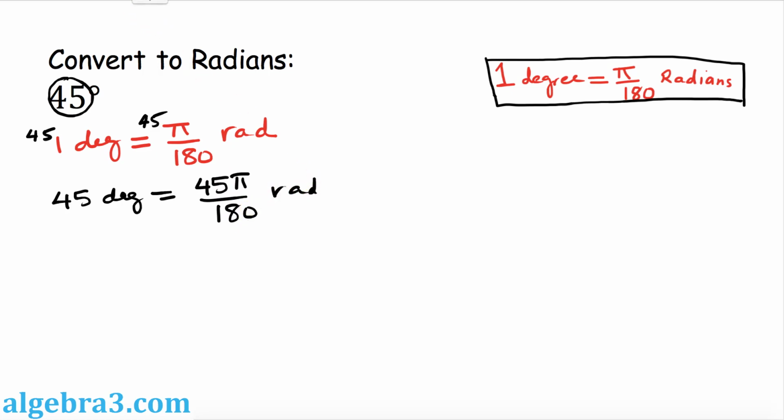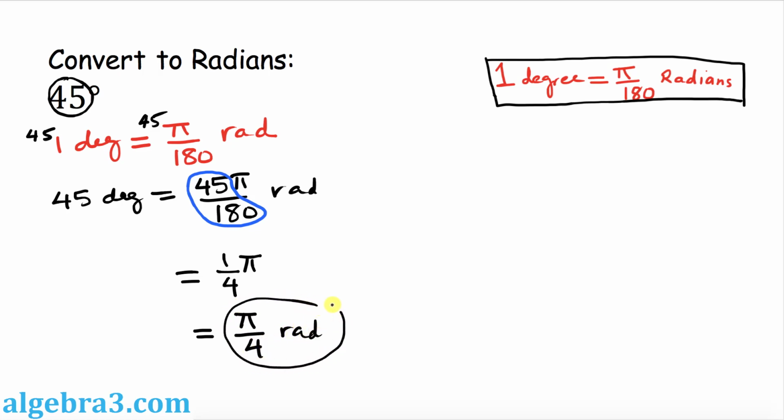Next, go ahead and reduce this fraction 45 over 180, and you can see that if you reduce this fraction, it's the same as 1/4. So this is simply 1 over 4 times pi radians, or simply pi over 4 radians is our answer.